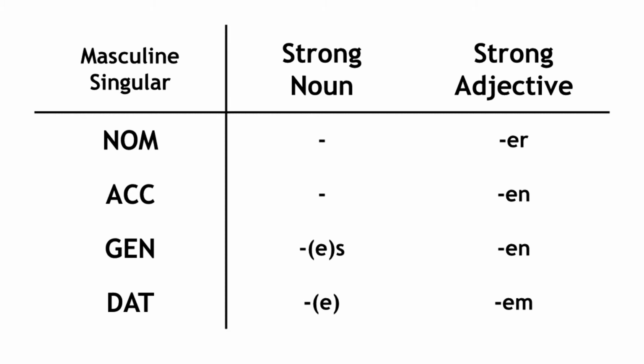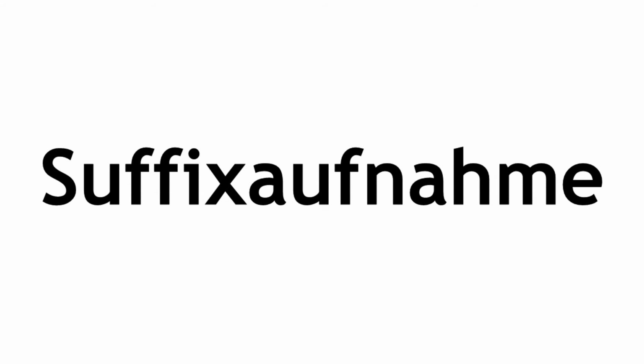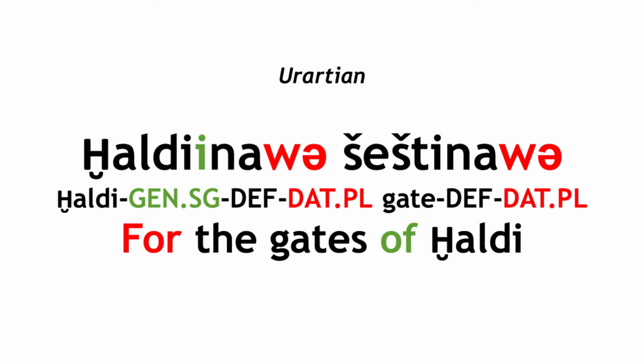Another process is Suffixaufnahme. This is when a noun which is already marked for case, usually the genitive, takes additional marking to agree with the noun it's modifying. For instance, in this example, from the ancient Middle Eastern language Urartian, we see the genitive form of haldi taking the dative plural suffix to agree with its possessee, sheshti.